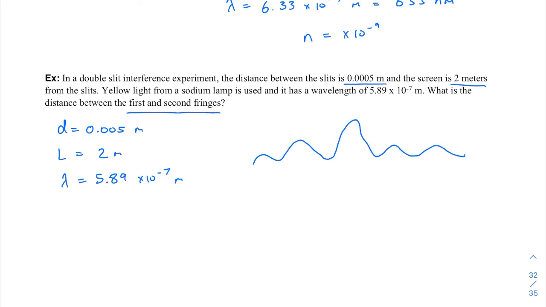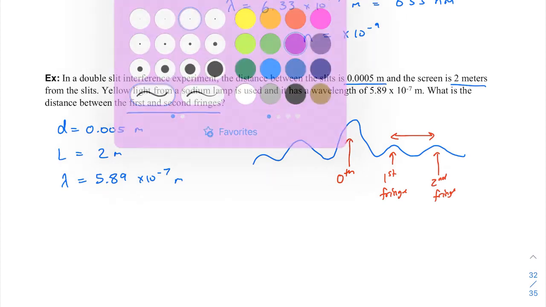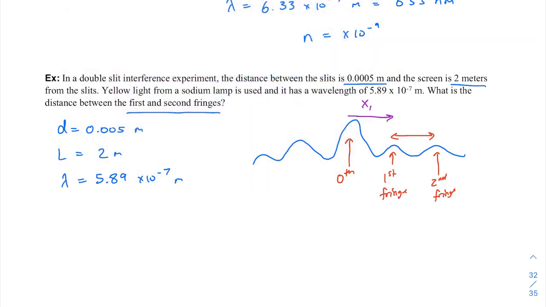So if this is the 0th order, this is the first bright fringe. This is the second bright fringe. So it wants to know what is the distance between those two. And so what we will need to do is figure out what x1 is, what x2 is, and then subtract them. Okay, so our general equation for constructive interference for a double slit experiment is x_m equal to m lambda L over the slit separation.